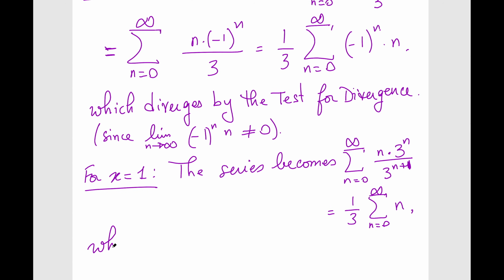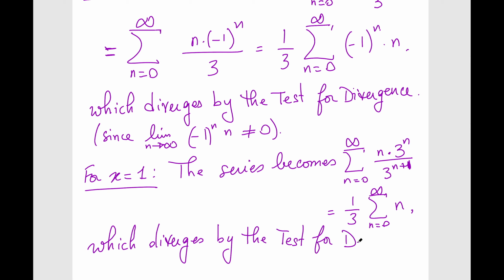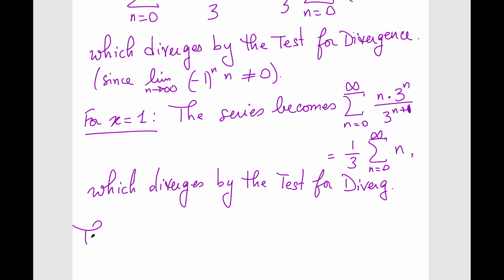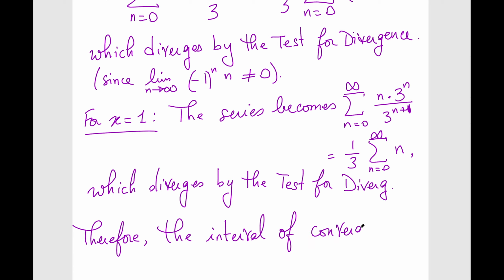So this also diverges by the test for divergence, right? Because again, those terms do not go to zero, obviously. Okay, so both of these endpoints are bad, and therefore the interval of convergence is, what do we get?